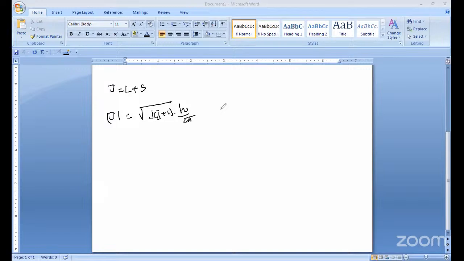Suppose in this case, the direction will be given by the vector addition of L and S. As we know, the spin of the electron is plus half or minus half. So J can be written as L plus S, or J is equal to L minus S, because S can take the values of plus half or minus half. So in one case, J is equal to L plus half, and in the other case, J is equal to L minus half.